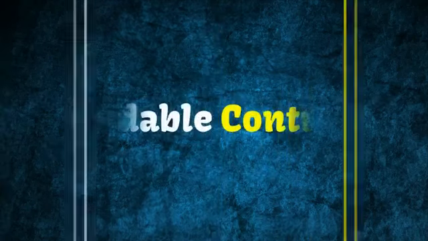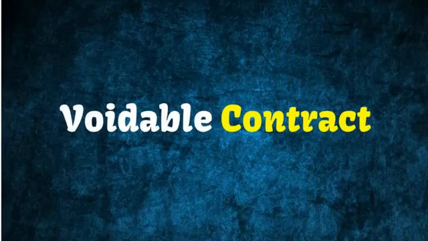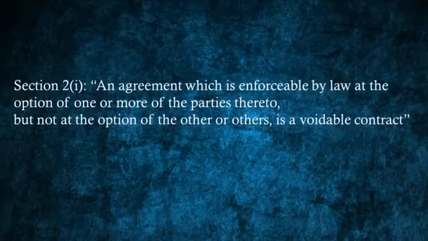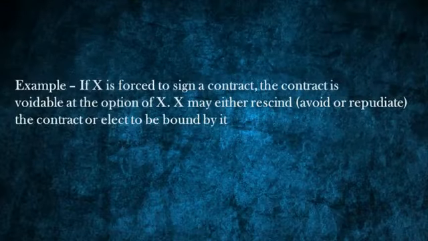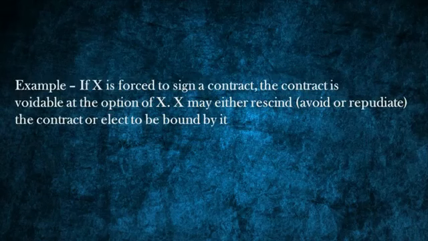The Indian Contract Act defines voidable contract as an agreement which is enforceable by law at the option of one or more of the parties thereto, but not at the option of the other or others. For example, if X is forced to sign a contract, the contract is voidable at the option of X. X may either rescind, avoid or repudiate the contract or elect to be bound by it. A voidable contract continues to be good until it is avoided by the party entitled to do so. The various circumstances in which a contract is voidable are depicted by the following chart.